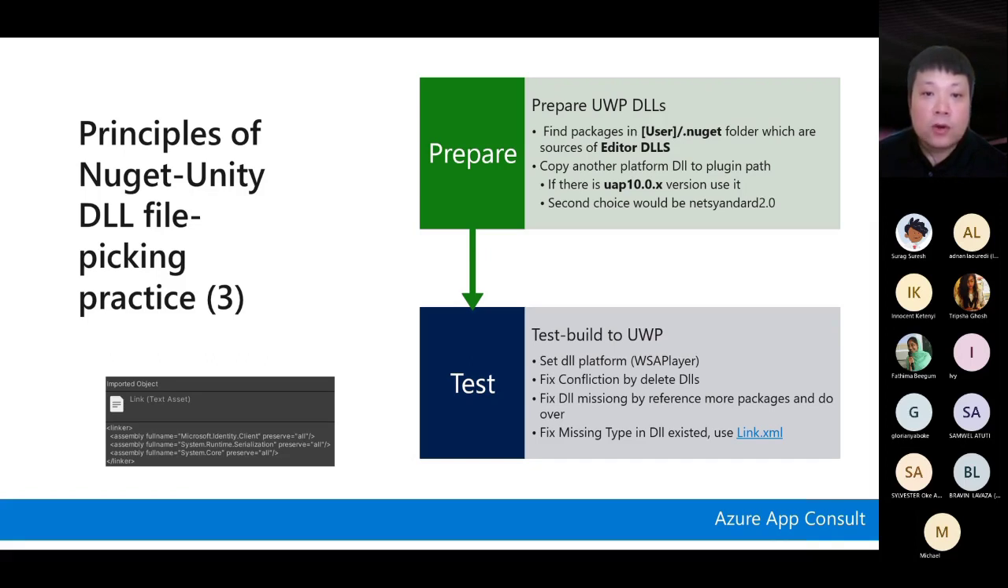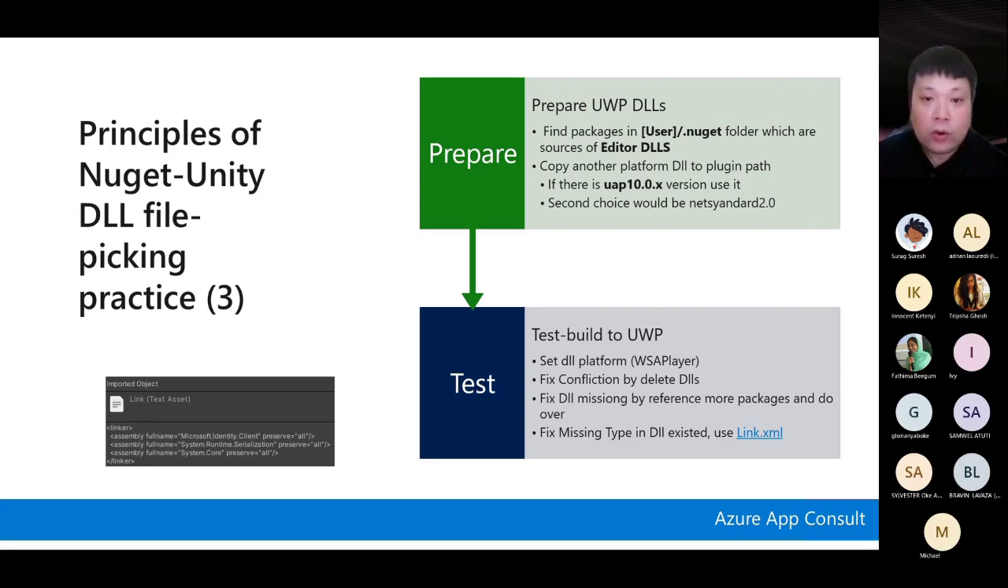There was no local API involved, so we should use the .NET Standard 2.0 version, because the 2.1 version was not supported by earlier UWP platforms. So it was strongly suggested to use .NET Standard 2.0. And we can copy them into our solution and mark them as WSA Player.